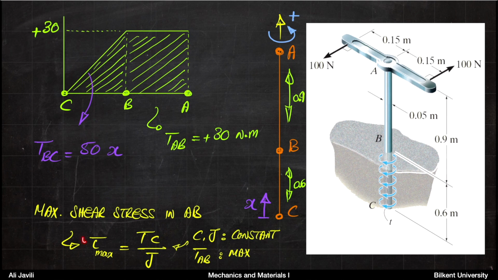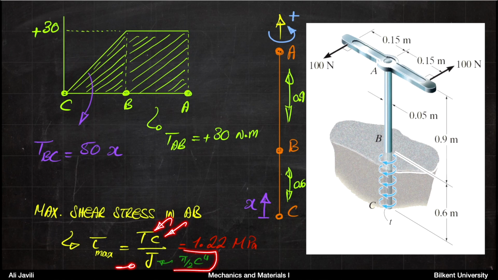So basically, you get maximum shear stress where T is maximum. Now, where is T maximum? T is maximum at any point between A and B. So it's constant, but the maximum value of T is actually 30. So you insert 30 here, and c and J: it's a solid shaft, so J is pi over 2 c to the power of 4. So you get the maximum shear stress of 1.222 megapascal.